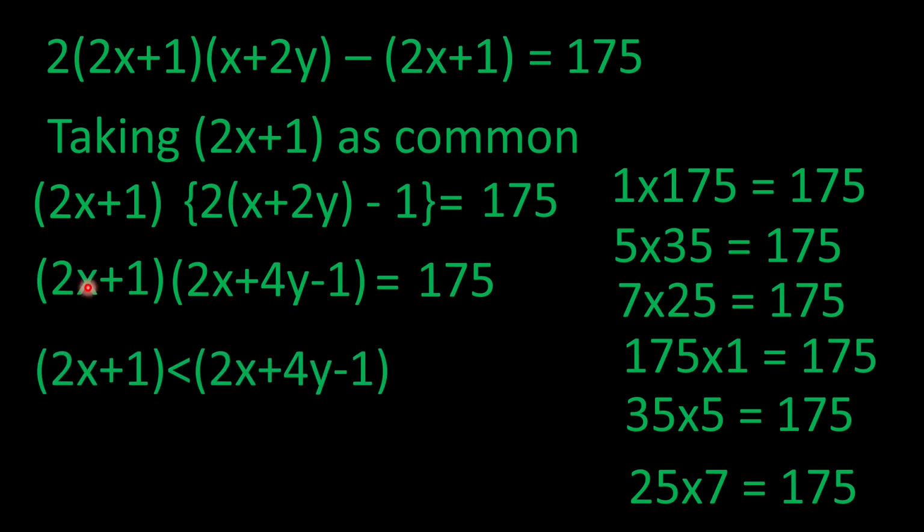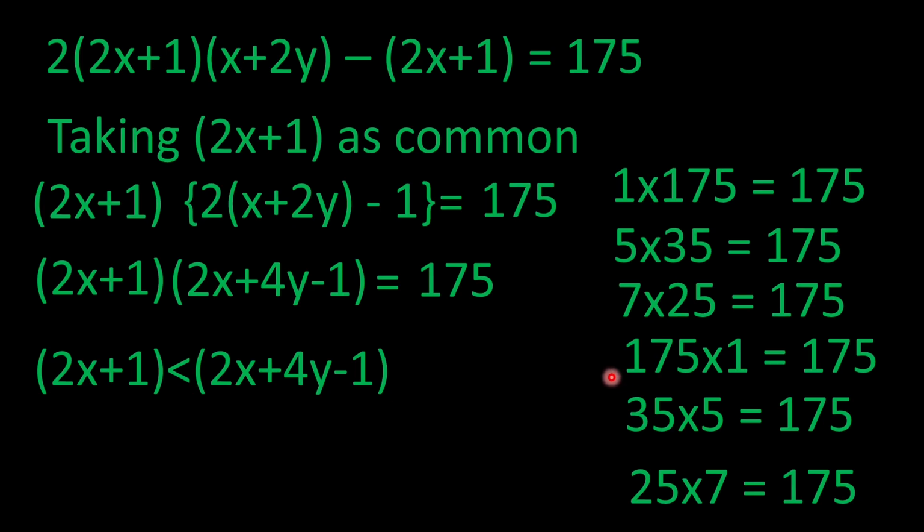equation here. These two factors are two terms. For any natural number, as we have told in the start that x and y belong to natural numbers, this 2x plus 1 must be less than this 2x plus 4y minus 1. So therefore, we will consider only those factors which satisfy this condition.